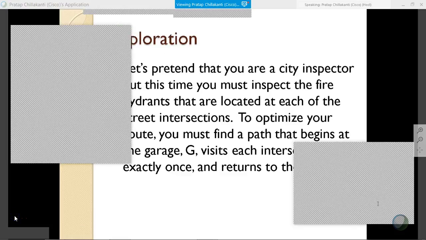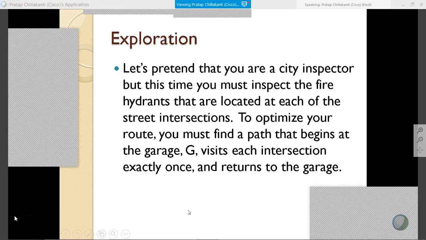On Hamiltonian circuits and paths, right? Give me a second. My system is running a little bit slow. I do not know if it is a WebEx issue or my laptop issue.